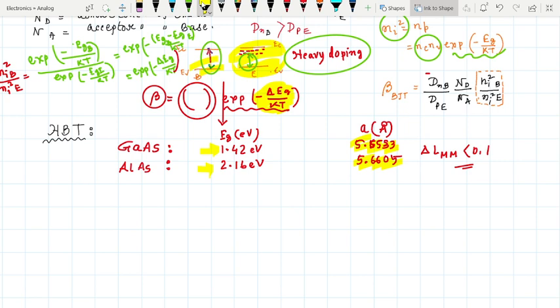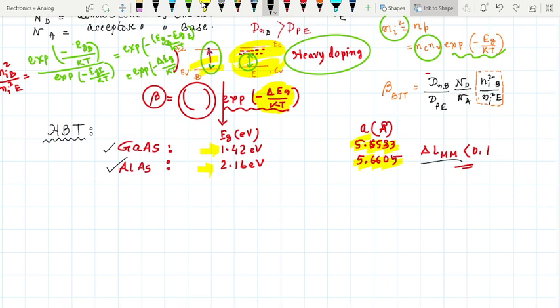To make the band gap energy between the conduction band and valence band of the emitter higher as compared to the base region. This is our aim. And for doing this, we have found two materials, gallium arsenide and aluminium arsenide, which have the minimum lattice mismatch, that is 5.6533 and 5.6605. So the lattice mismatch is less than 0.1, but there is a huge difference in the energy band gap. So we have to find some possible ways to minimize this difference of the energy band gap.